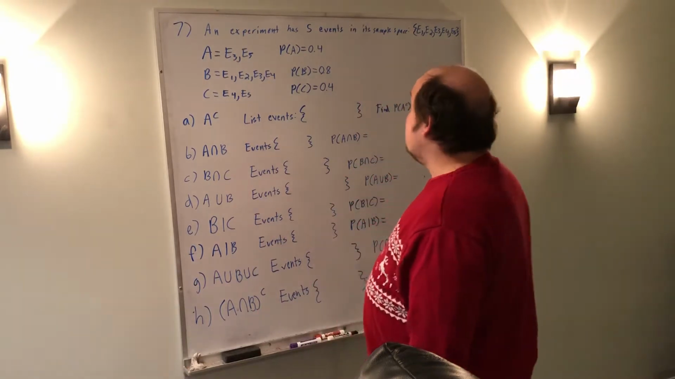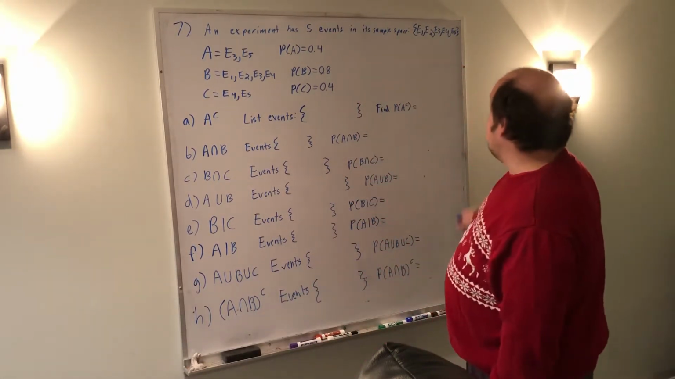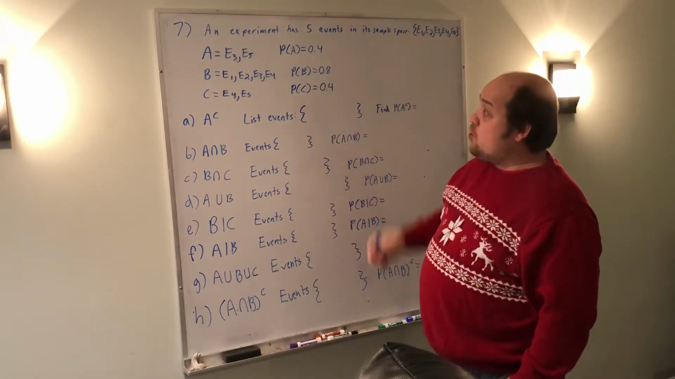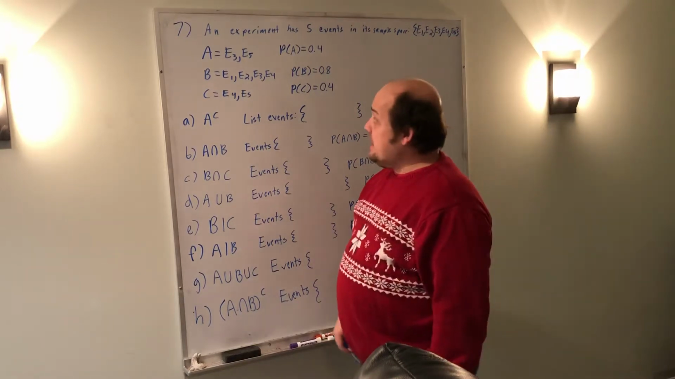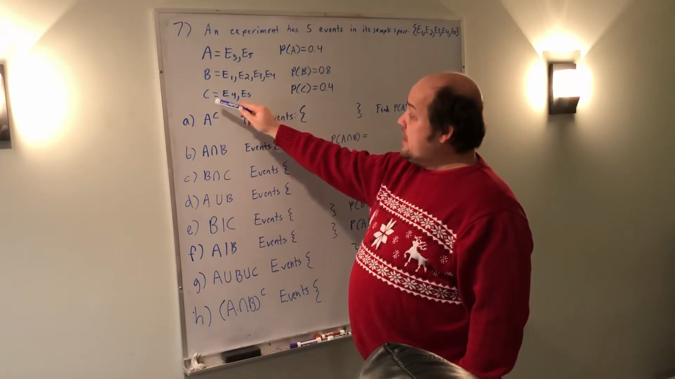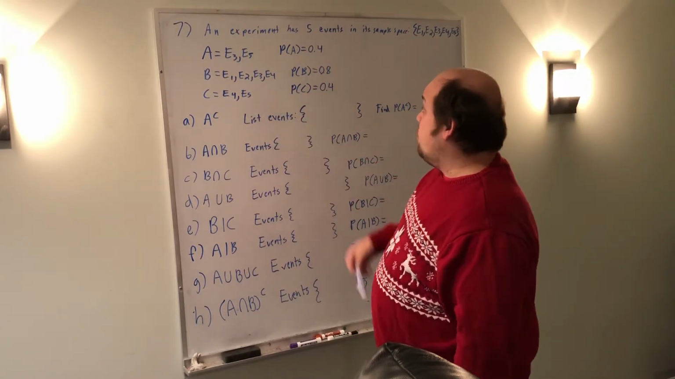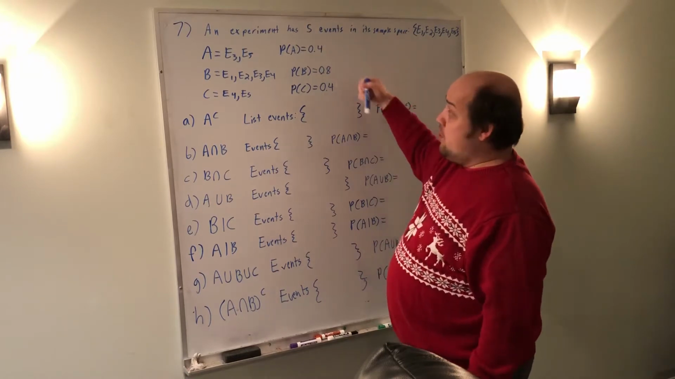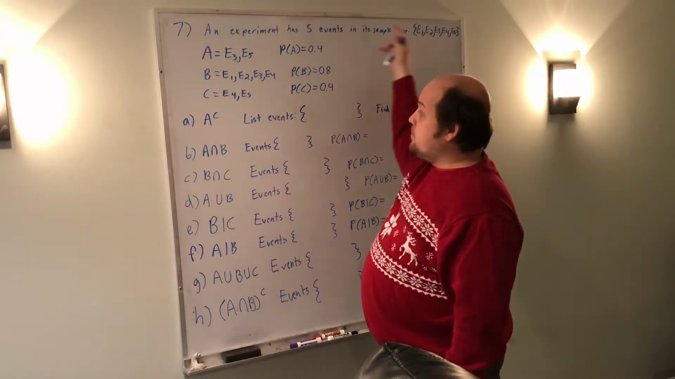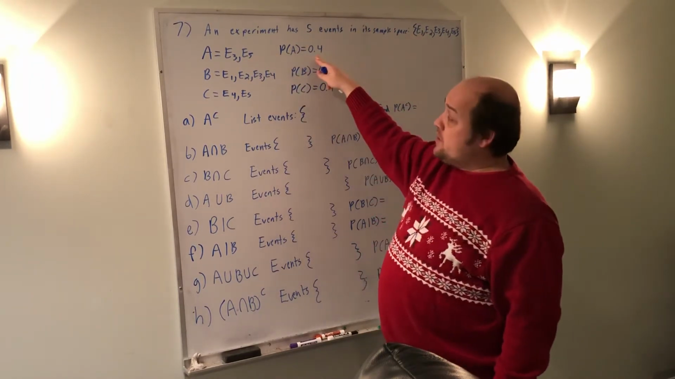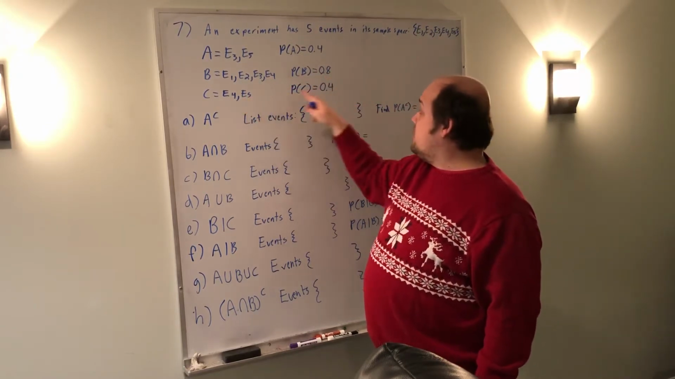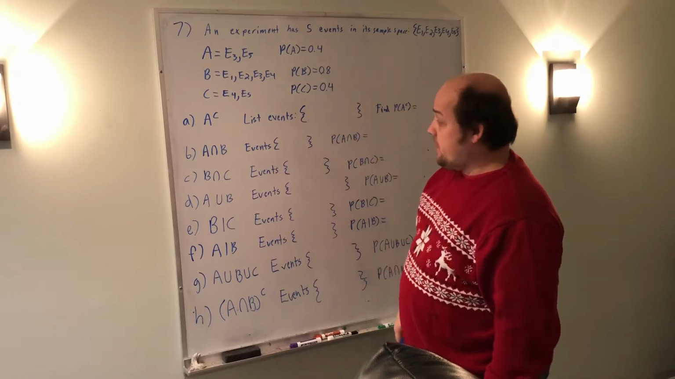So here they tell me that there's 5 events in the sample space labeled E1, E2, E3, E4, and E5. We then are told which of those fit into each of A, B, and C. A includes E3 and E5, B includes E1, E2, E3, and E4, and C includes E4 and E5. We then know what the probability of each of these are. Really all we're doing is taking the number of events, dividing by the number of events in the sample space. So 2 divided by 5 is where this 0.4 is coming from. 4 divided by 5 is where this 0.8 is coming from. And 2 divided by 5 is where this 0.4 is coming from.